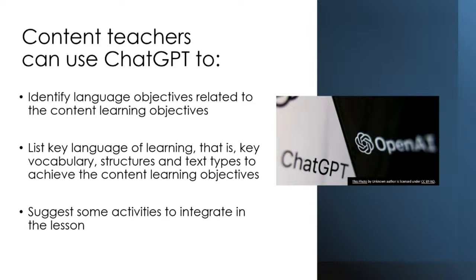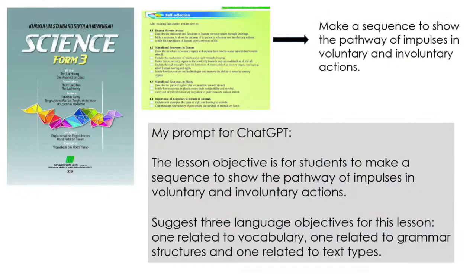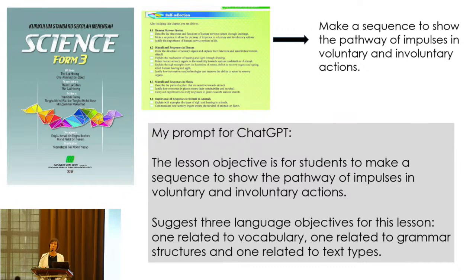ChatGPT can help you to list the key language of learning: the vocabulary, the structures, the text types. And ChatGPT can give you suggestions of activities to integrate it in a lesson. So I wanted to make this really relevant for you, so I looked at some Malaysian textbooks. I managed to get this off the internet.